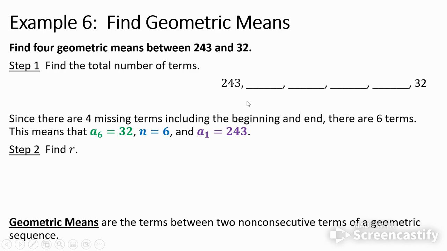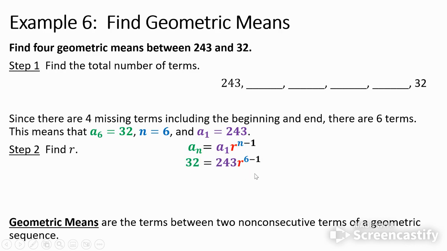The way that we continue a geometric sequence is by multiplying by the same constant each time. Until I know what that number is, I can't continue the pattern. So now we find R. First, I'm going to start off with my explicit formula, and then I'm going to plug in what I know. The 6th term is 32, so in for AN, I'm going to plug in 32. My first term is 243, so in for A1, I will plug in 243. And my N value, because there are 6 terms, I will plug in 6 for N. And what that looks like is this equation right here.